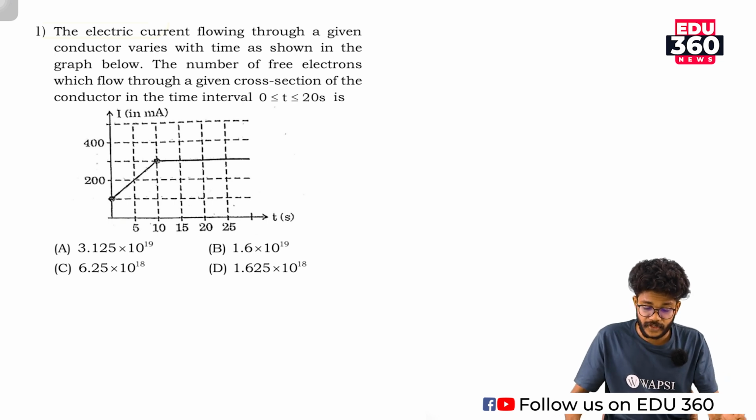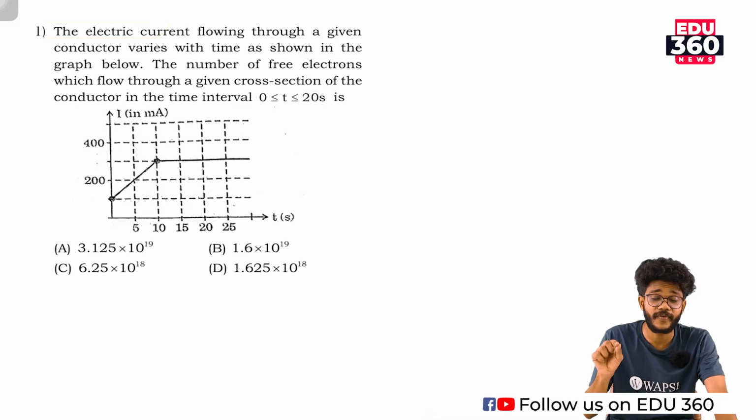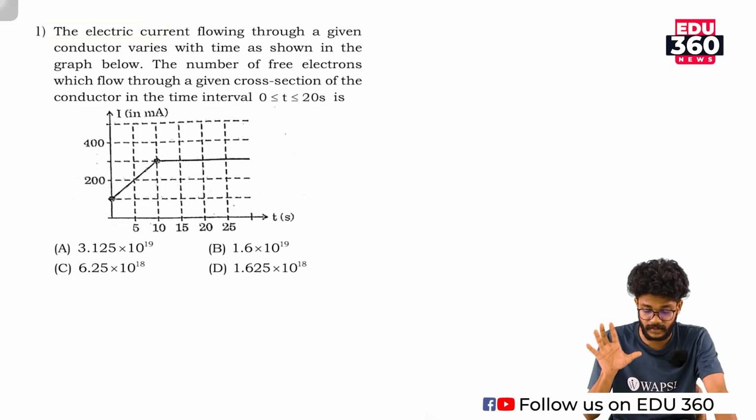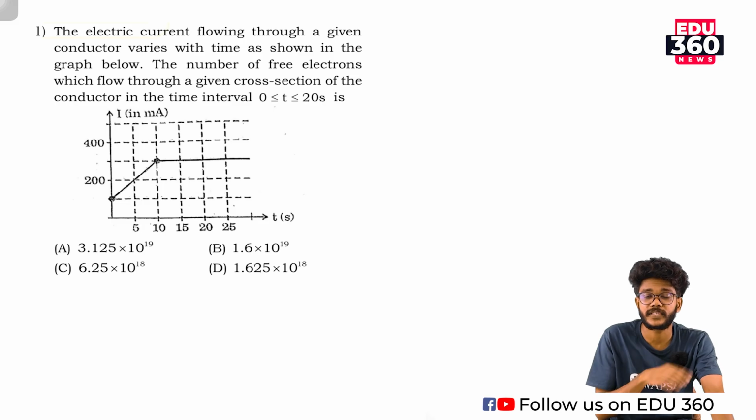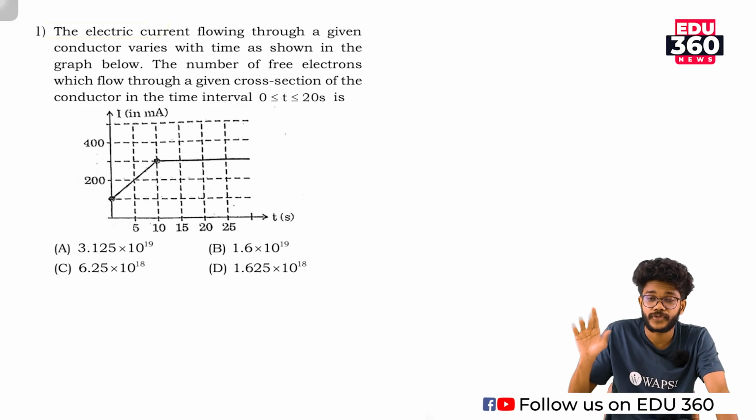The number of free electrons which flow through a given cross section. Okay, we want to calculate the number of free electrons in the conductor from 0 to 20 seconds. Okay, actually we want to calculate the number of free electrons which is passing through a given cross section from 0 to 20 seconds.